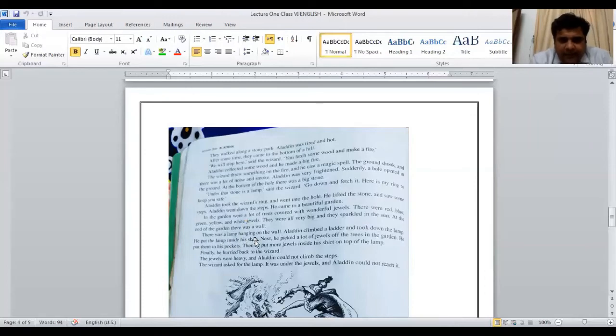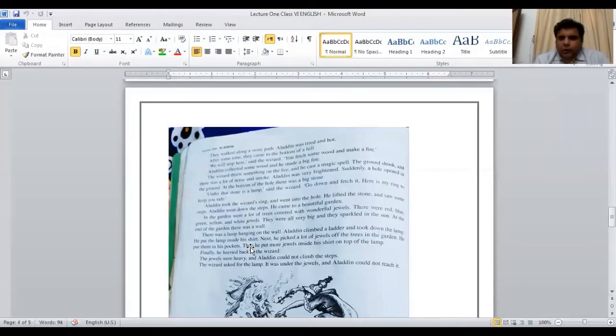There was a lamp hanging on the wall. Aladdin climbed the ladder and took down the lamp. He put the lamp inside his shirt.